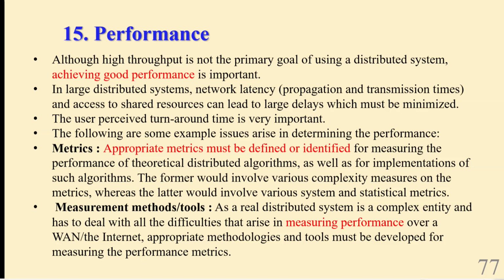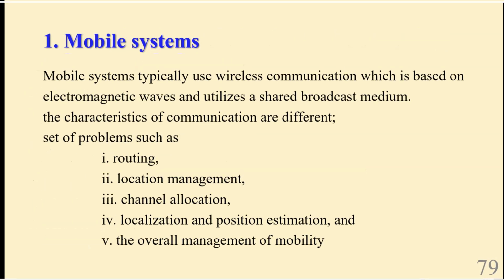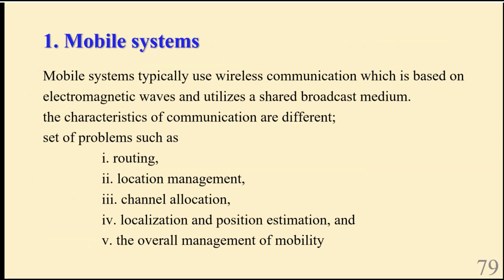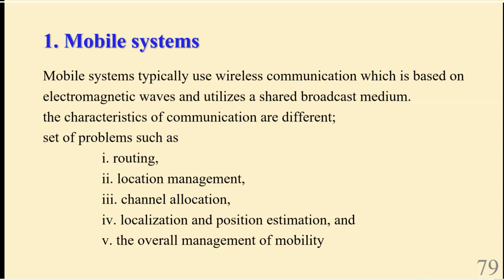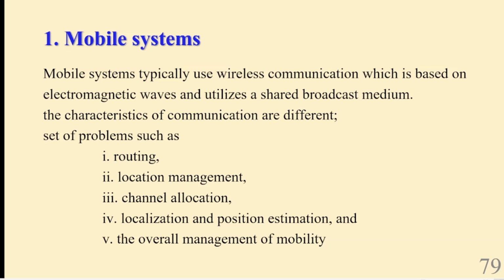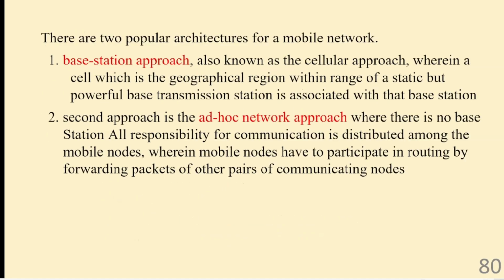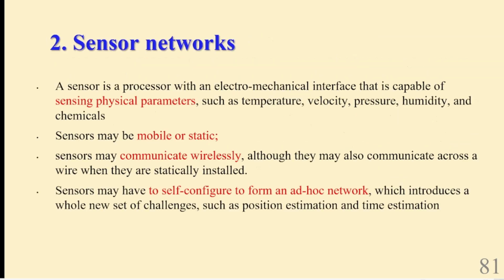Then we have applications of distributed computing and newer challenges. These are actually modern application areas. First one is mobile computing. A mobile system usually uses wireless communication, which is based on electromagnetic waves and uses a broadcast medium. You can take the example of a smartphone. It communicates with a cloud server. Then the base station approach and ad hoc network approach are the two popular architectures for a mobile network.